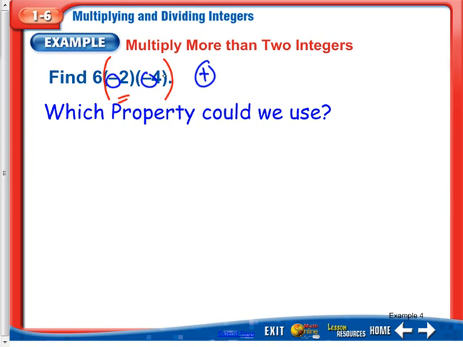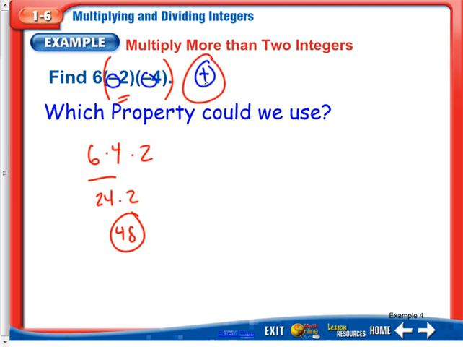So I would do the 6 times the 4 first. 6 times 4 is 24. Then we have times 2, and that would be 48. Notice how I didn't even pay attention to the negatives, because I told myself right at the beginning of the problem that my answer was going to be positive. After you figure that out, you don't need to worry about your positives and negatives because you already know what the answer is going to be, and then you just work out the multiplication.